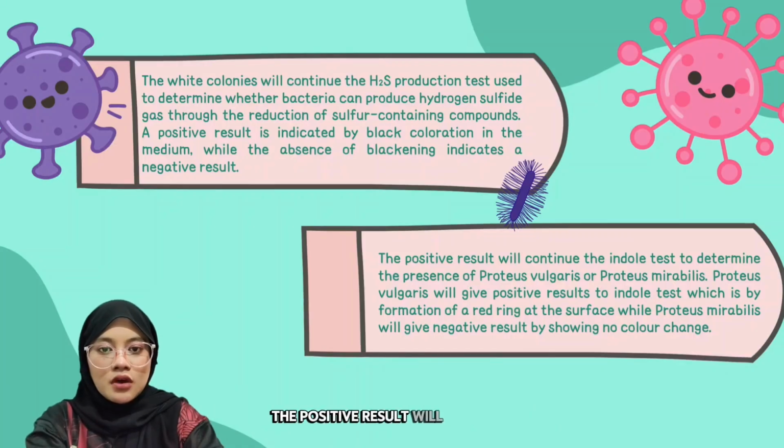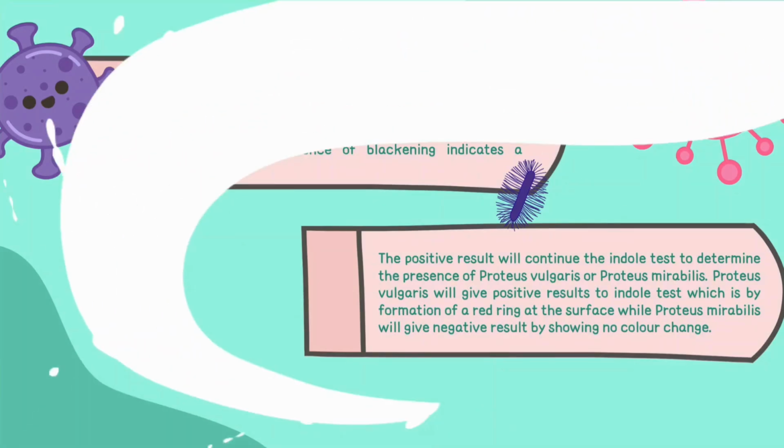The positive result will continue to the indole test to determine the presence of Proteus vulgaris or Proteus mirabilis. Proteus vulgaris will give a positive result to the indole test, by formation of a red ring layer at the surface, while Proteus mirabilis will give a negative result by showing no color change.